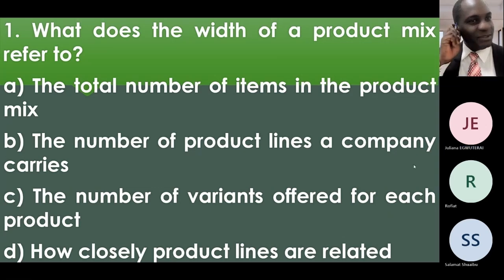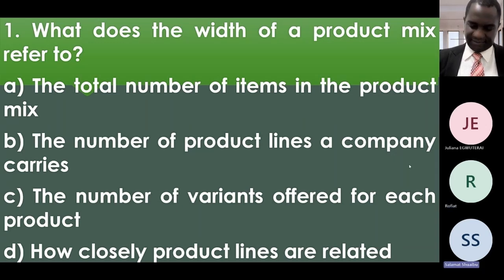All right, so Julie has taken B as the answer. So Rufiat, Salmat, what's your pick? What does the width of a product mix refer to? A, the total number of items in the product mix. B, the number of product lines a company carries. C, the number of variants offered for each product. D, how closely product lines are related. I'll go for B. Okay, so Salmat is going for B also, like Julie. B too. Okay, Rufiat is going with the crowd.